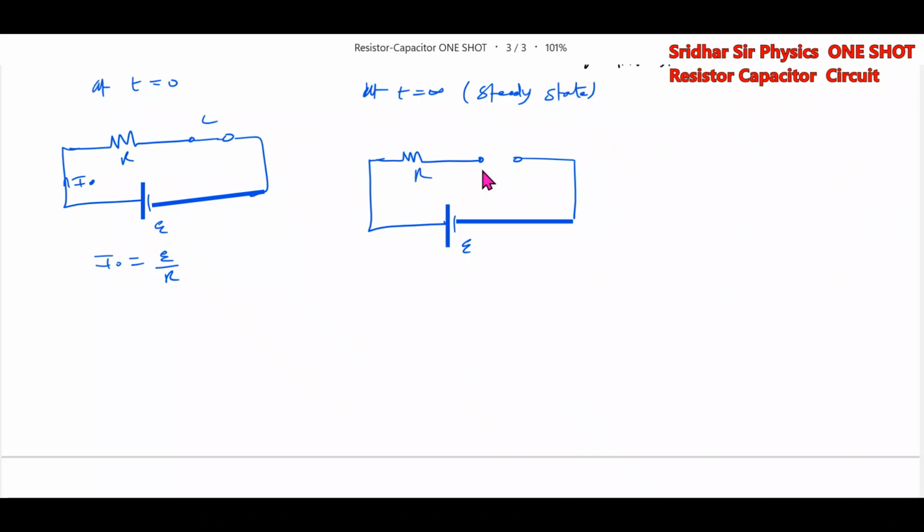No current will flow. So the drop across the capacitor will be that of the applied EMF. This is the open circuit. Here this will be short circuit. Then what is VAB? VAB equals E. This is very important. At t equals 0, the capacitor will behave like a short circuit. After a long time, it will behave like an open circuit, and it contains energy. How much energy is in the capacitor? C E squared by 2, or Q infinity, the steady state charge, squared by 2C. This is the energy stored in the capacitor.